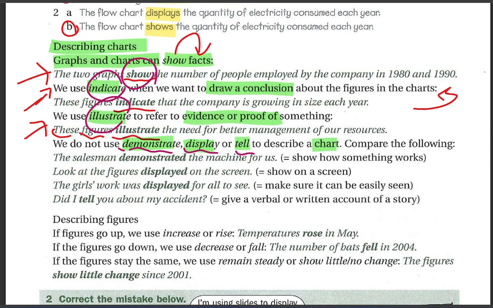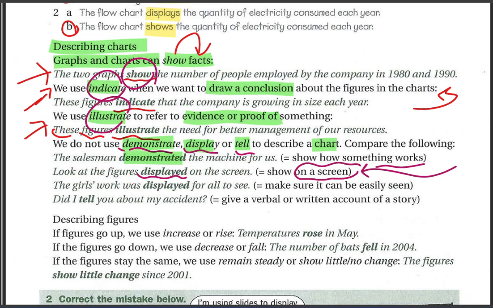So look at it here. The salesman demonstrated the machine for us. Show how something works. The meaning of demonstrate. Look at the figures displayed on the screen. Very good. So when we use displayed, it means it's on a screen. So when you want to talk about a graph and write about it in your IELTS essay, it's not on a screen. So make sure you don't use this verb.